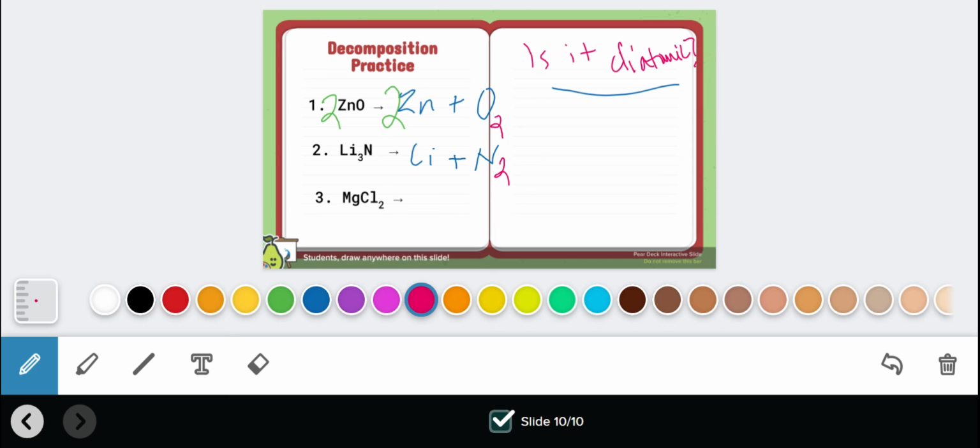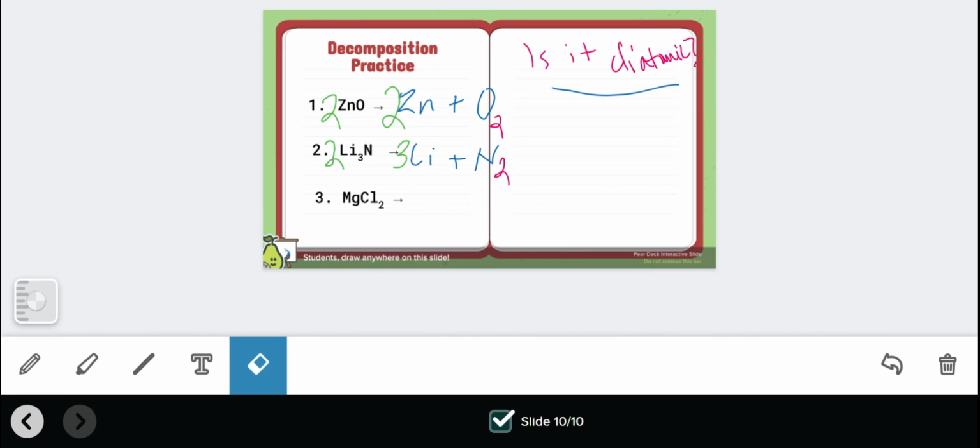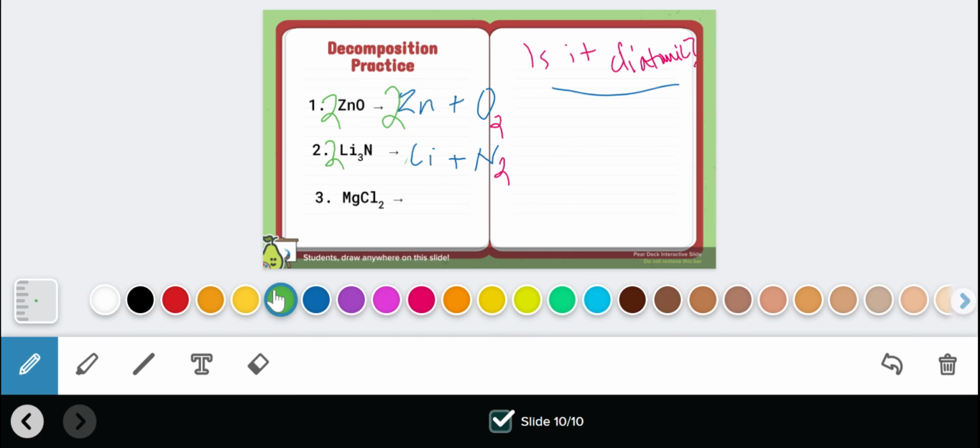All right, now we can balance. We have 3 lithiums on the left and 1 lithium on the right. So we can multiply our lithium on the right by 3. Then our nitrogen, we have 1 on the left. Oh, but we have 2 on the right. So we'd have to multiply our lithium nitride by 2. But now that changes our lithium. We now have 6 lithium. So I have to erase that, and then now I have to put a 6 in front of my lithium to make that balance.